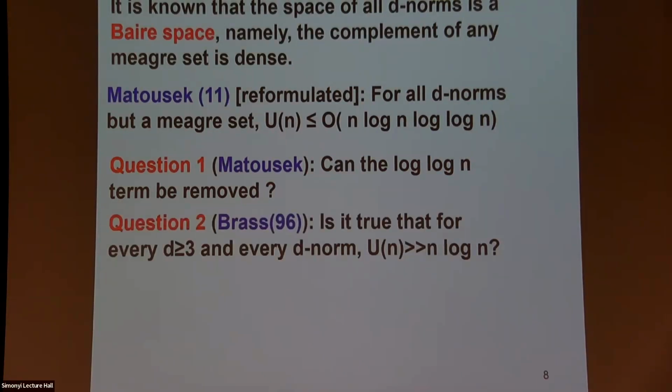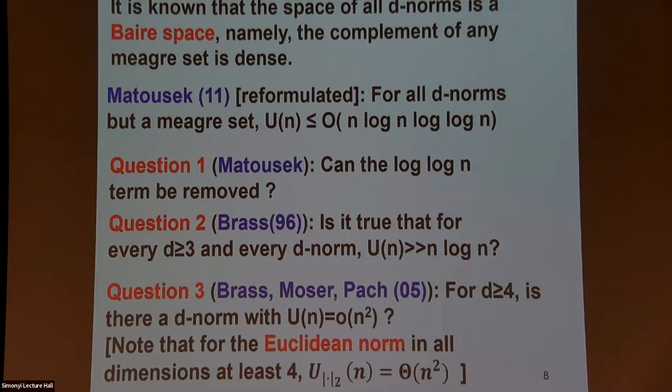People were interested in higher dimension as well. So here is a question of Brass from the late 90s. Is it true that in dimension three and more, whenever we take a D norm, then the number of unit distances determined by some clever choice of endpoints is asymptotically more than n? Note that in the Euclidean space, we get a higher power just by taking an n to the one third by n to the one third by n to the one third grid. And then just by pigeonhole, we get the same distance appearing at least n to the four thirds times.